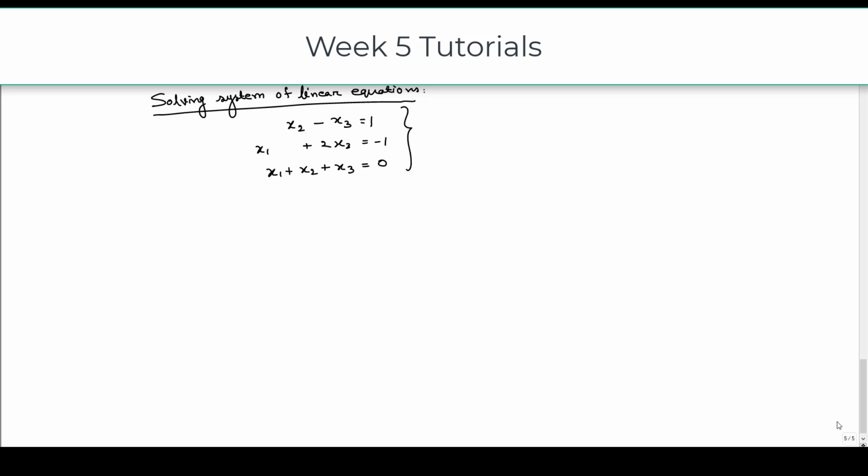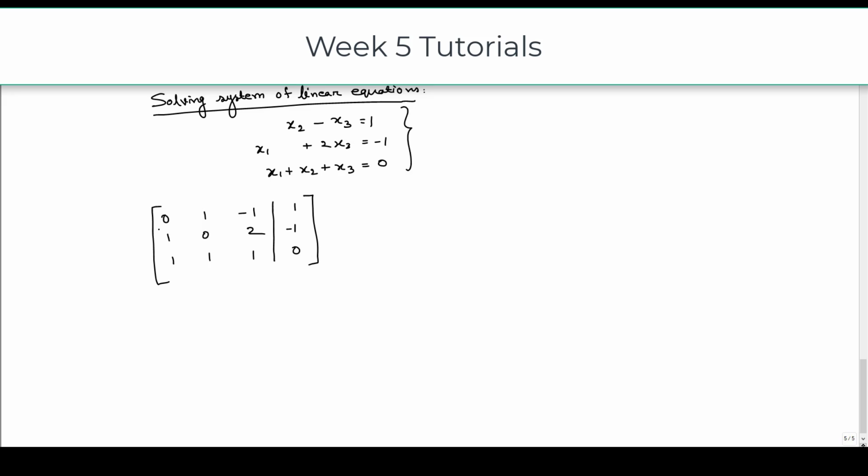Hello. So here we are considering another system of linear equations and we will try to solve it. At first we will write down the augmented matrix. The coefficient matrix is 0, 1, minus 1, 1, 0, 2, 1, 1, 1. This is the coefficient matrix. And from the right hand side of this equation we are taking 1, minus 1, 0 and put a straight line in between those two. So this is our augmented matrix.